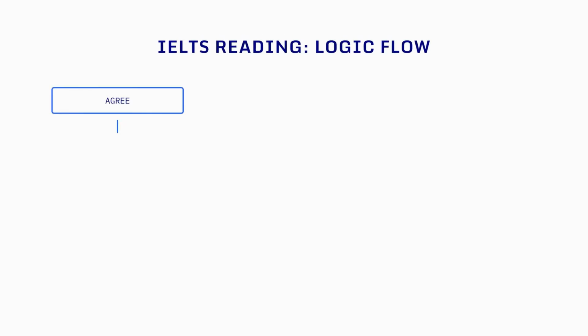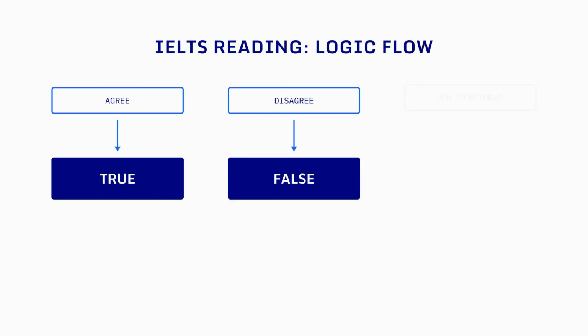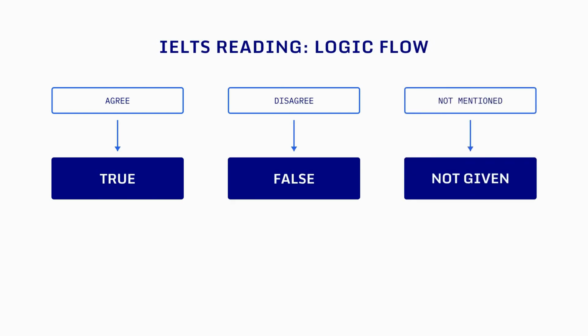Step 3, compare the meaning of the statement with the passage. Ask yourself these 3 questions. Does the passage agree? True. Does the passage disagree? False. Does the passage not mention it? Not given. Let's try an example.